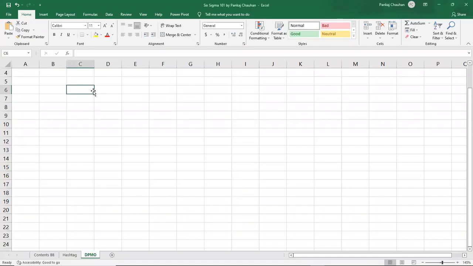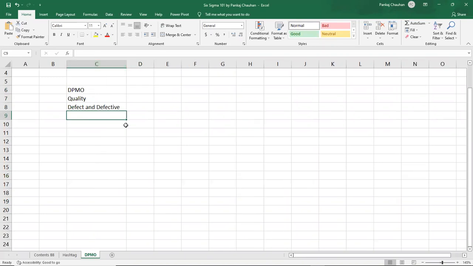Hey people, welcome back. In today's session, we will learn how to calculate defects per million opportunities, which is the DPMO. We will learn the definition of quality, the difference between defect and defective, and how to calculate defects per opportunity, DPU, DPO, and DPMO, and how to convert that into the sigma level of the process.